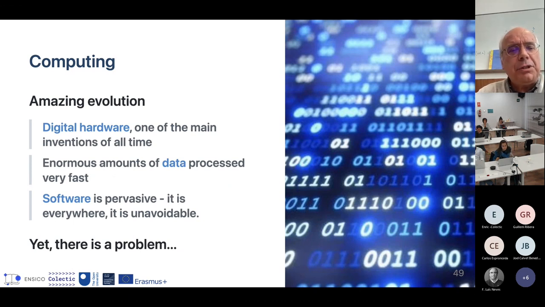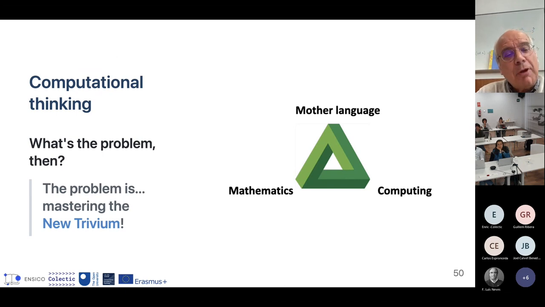Of course, there was an amazing evolution. And now that incipient software thing that started in the 50s is everywhere, pervasive, and unavoidable. Because digital hardware is becoming very powerful and data are processed very fast, and we are aware that software is everywhere in our lives: in our home banking, when we use mobile phones to communicate, when we use word processors to write texts. It's everywhere. But there is a problem, and as a university teacher, I'm very much aware of this problem. The problem is that people don't master this new trivium.